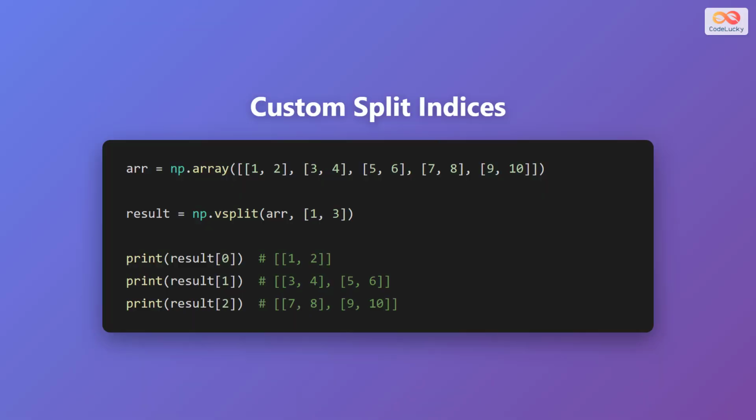You can also specify custom split points using a list of indices. In this example, we create a 5x2 array and use the list containing 1 and 3 as split indices. This creates three subarrays. The first contains only the first row, the second contains rows 2 and 3, and the third contains the remaining rows 4 and 5.